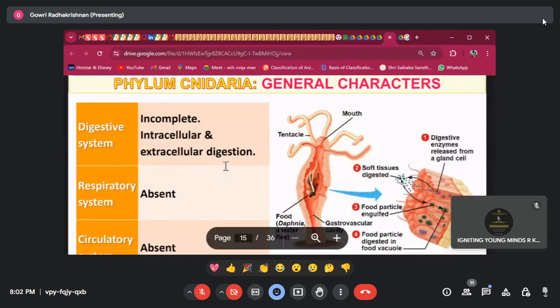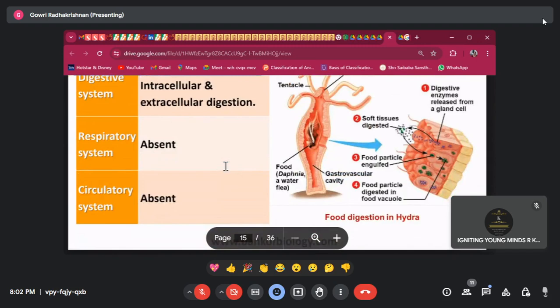So digestive system is incomplete. That is intracellular or extracellular digestion. When we say extracellular, it's not for the same organisms. Some may have intracellular, some may have extracellular. That's what it means. Respiratory system is absent, circulatory system is absent.